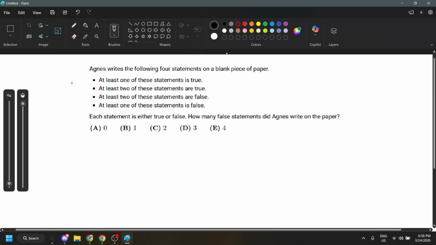Each statement is either true or false. How many false statements did Enkies write on the paper? A. 0. B. 1. C. 2. D. 3. E. 4.